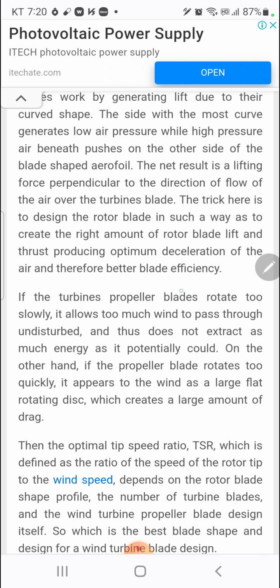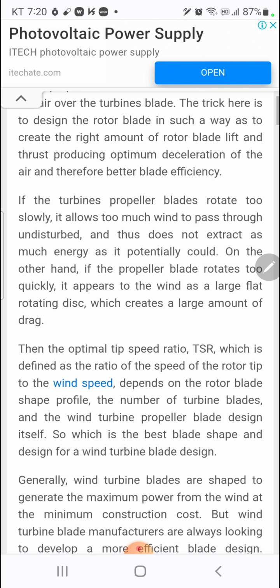The trick here is to design the rotor blade in such a way as to create the right amount of rotor blade lift and thrust, producing optimum deceleration of the air and therefore better blade efficiency. Decelerating. If the turbine's propeller blades rotate too slowly, it allows too much wind to pass through undisturbed and thus does not extract as much energy as it potentially could.